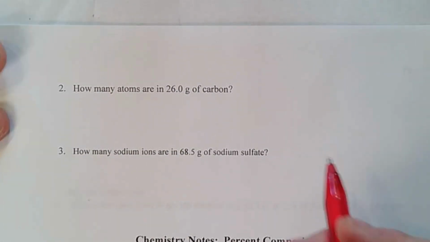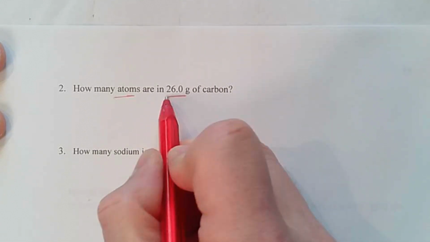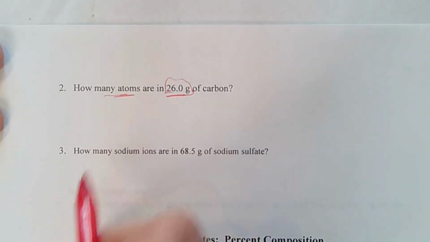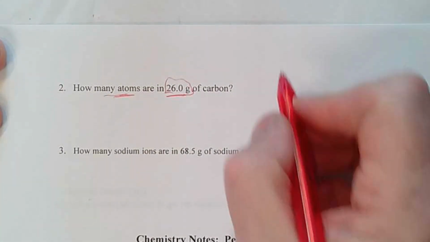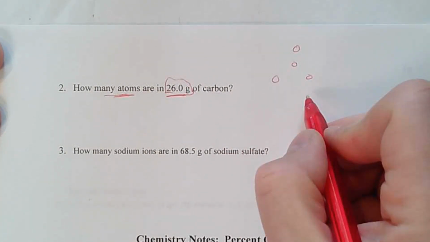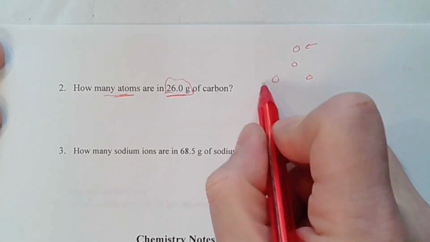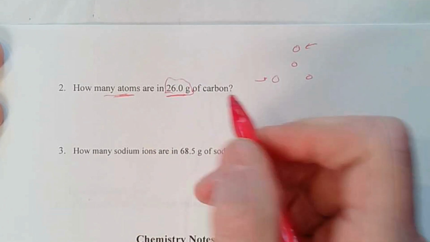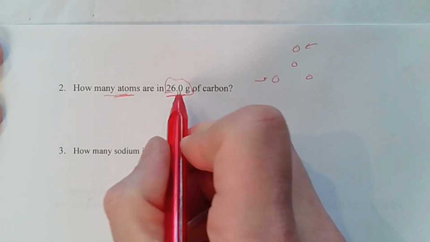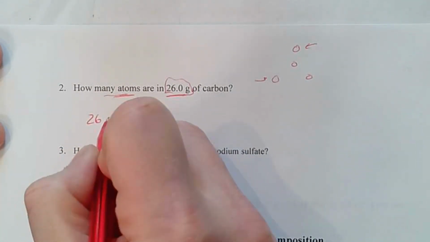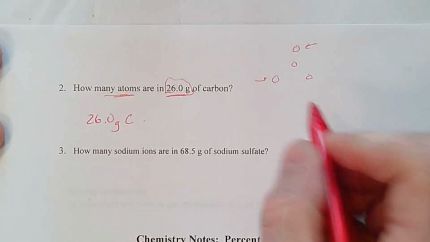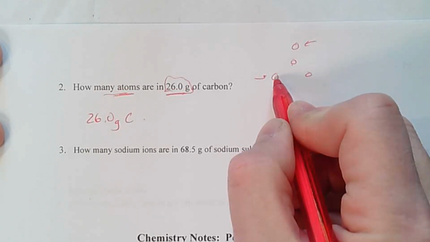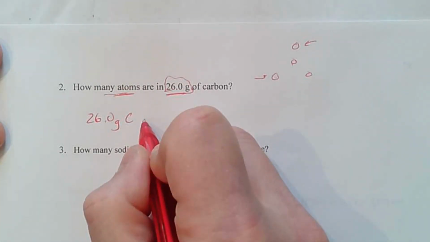Next one. We are given grams, right? That's mass. We want atoms, which is particles. So on the concept map, starting here, we want to get to here. Again, this is 2 steps. And you notice, when in doubt, you're going to have to find moles. So start with the grams of carbon. You will need to convert that first from grams to moles, and then from moles using Avogadro's number to particles, or atoms in this case.